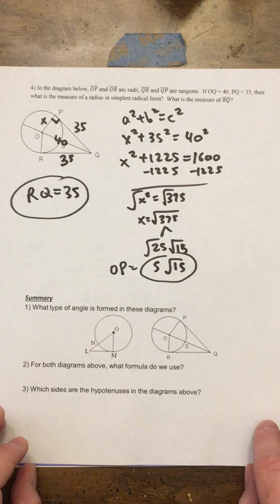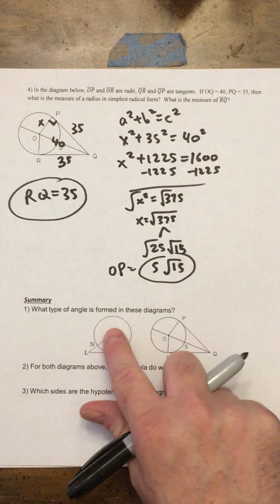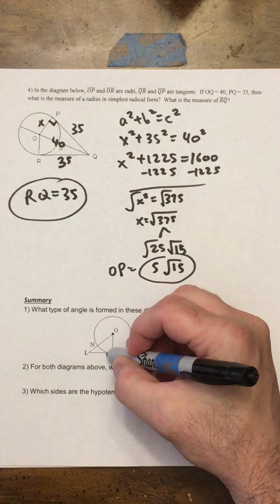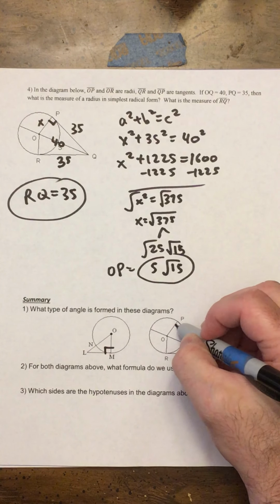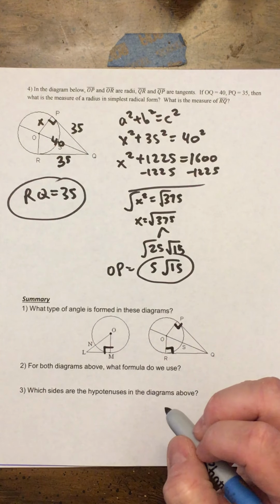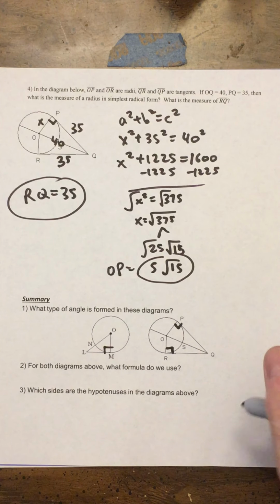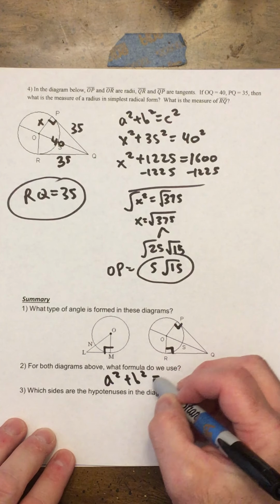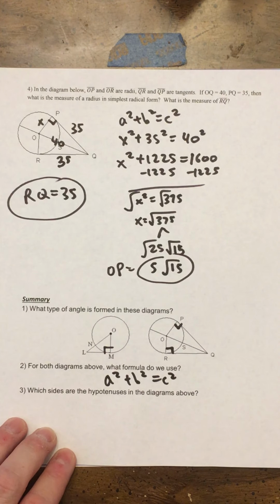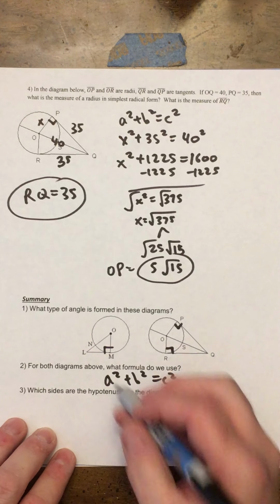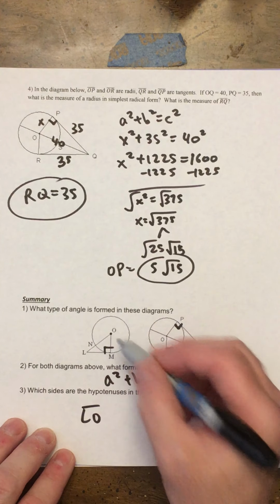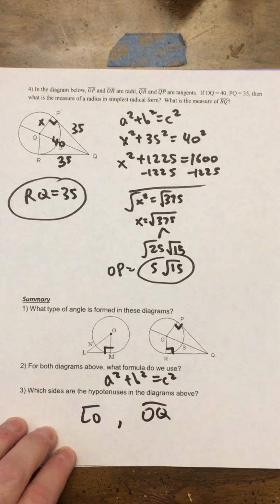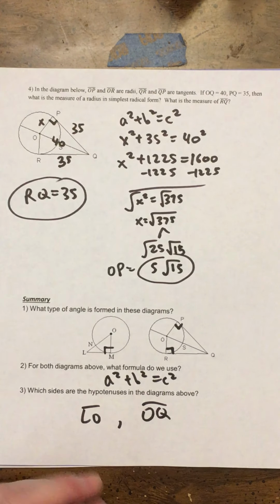Let's do a little summary here. Okay, what type of angle is formed in each of these diagrams? Well, remember, we say when a radius and a tangent meet, they make right angles. Here, the right angles are in those locations. For both diagrams above, what formula would you use? Remember, because they're right triangles, you use the Pythagorean theorem. Which sides are the hypotenuse in the diagrams above? LO is going to be the hypotenuse for this diagram, and OQ is going to be the hypotenuse for this diagram. And since you all know how to use the Pythagorean theorem, you should be good with this.